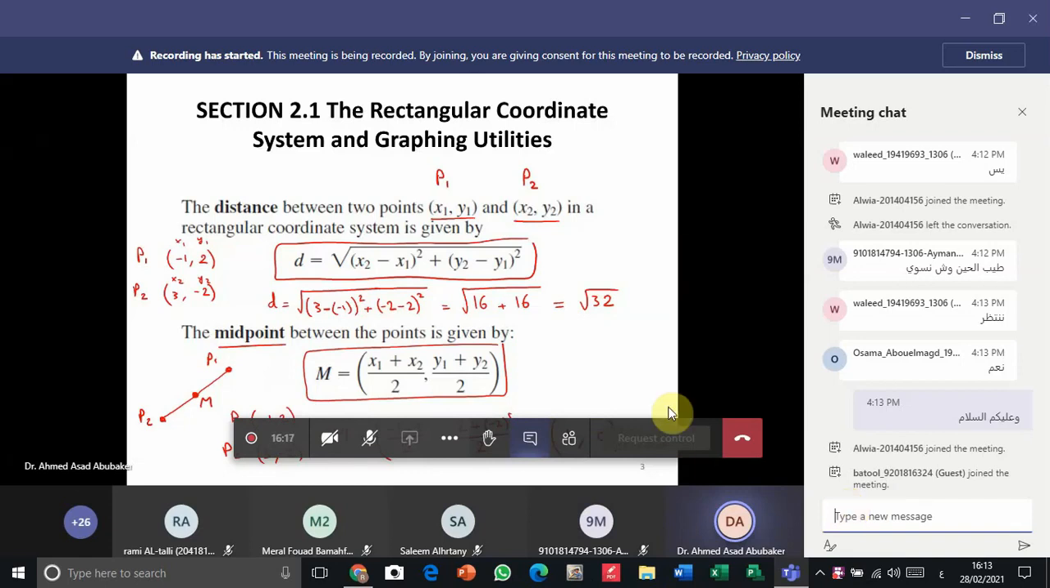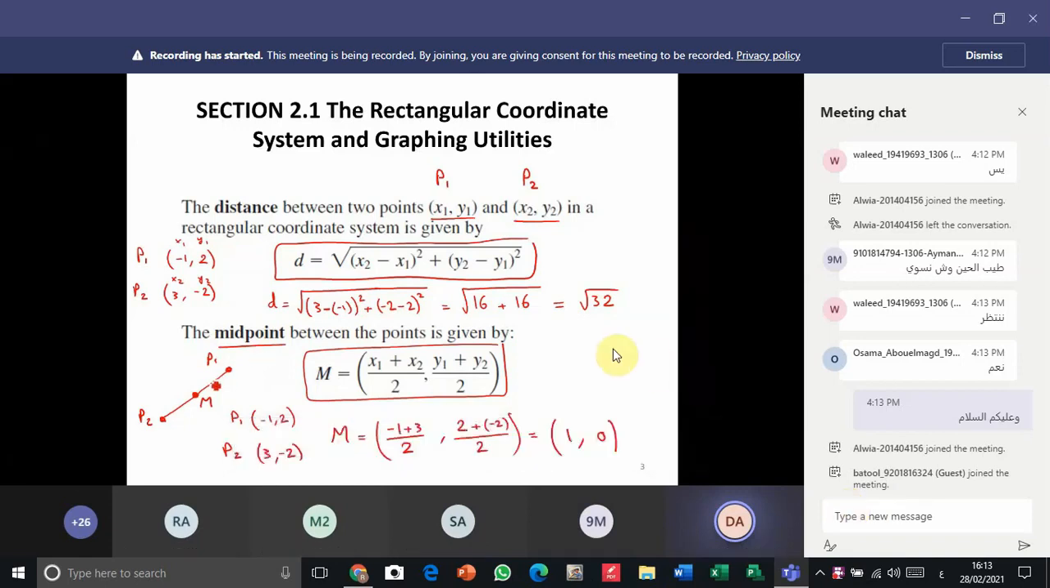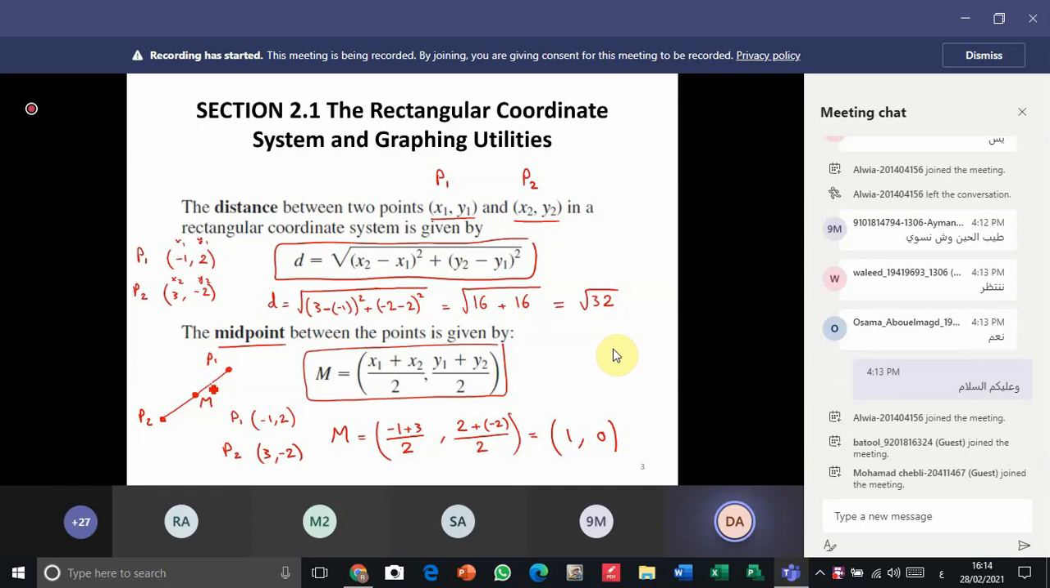Also, we have the midpoint between 2 points, for example, B1 and B2. This is the point where the distance between M and B1 equals the distance between M and B2. So how can we find the midpoint? We can find the midpoint by this formula: the summation of the X coordinates over 2 and the summation of the Y coordinates over 2. Look at this example.